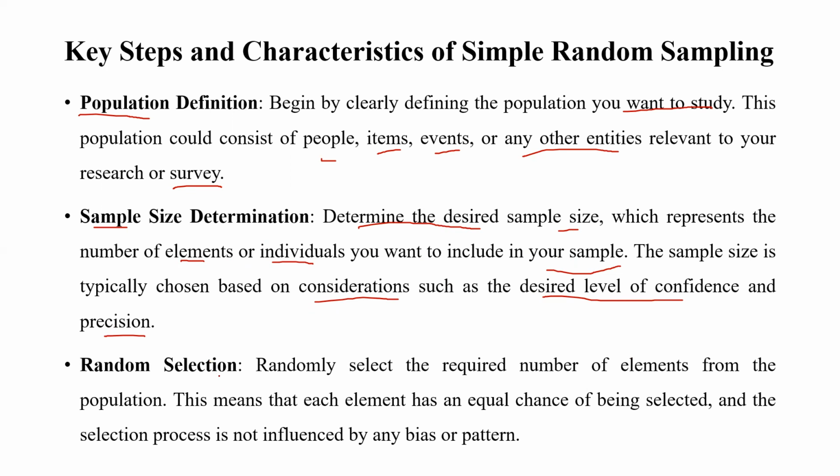And after that, random selection. Randomly select the required number of elements from the population. This means that each element has an equal chance of being selected, and the selection process is not influenced by any bias or pattern.